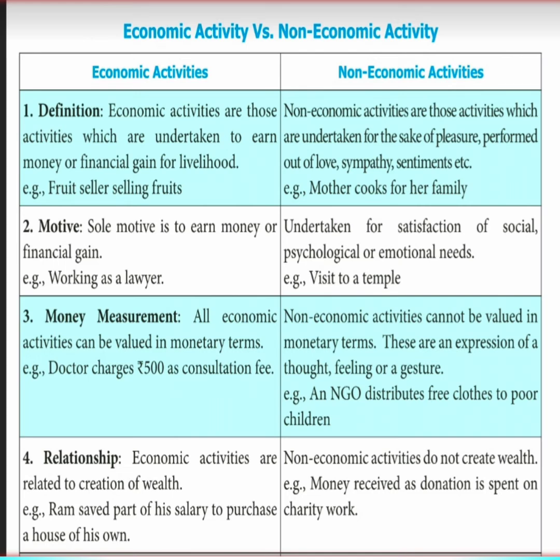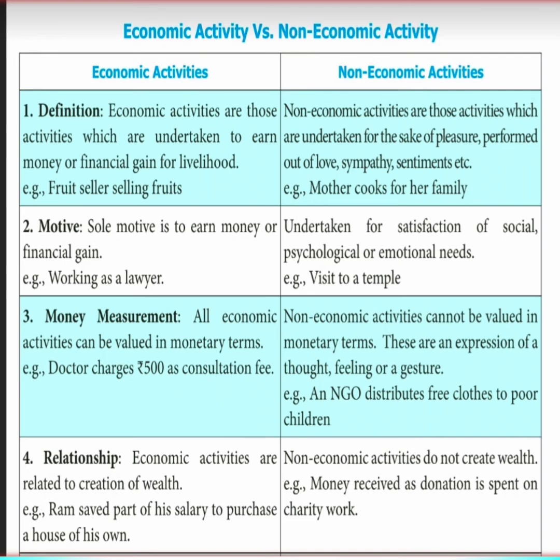Next base of distinction is money measurement. The measurement for the activity done. All economic activities can be valued in monetary terms. The actions which are carried on will be valued in monetary terms. That is, money you are going to get. Example, a doctor charges rupees 500 as consultation fees. After consulting a patient, the doctor receives rupees 500. That is monetary terms. But the monetary term is absent in the case of non-economic activities.